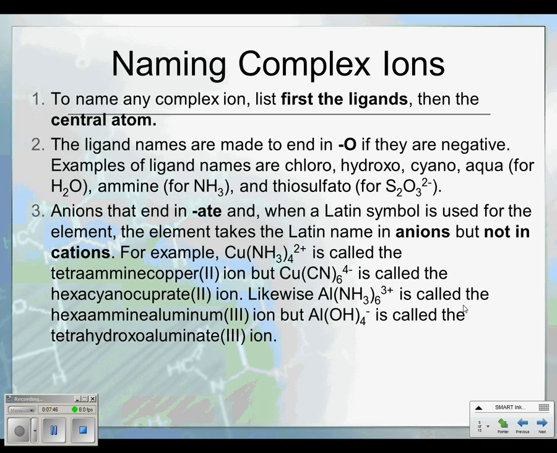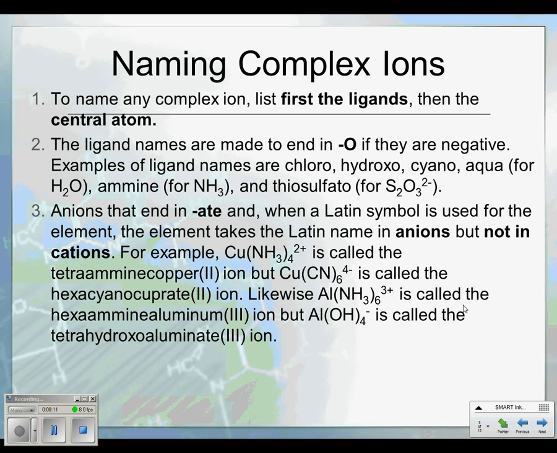So you've got chloro, hydroxo, cyano, and that's the chloride, the hydroxide, and the cyanide ion. And then you've also got aqua, which is the H2O. Ammine kind of sounds like ammonia, so you should be able to remember that. And then thiosulfato, that one's a weird one, but you just have your thiosulfate ion with the O on the end.